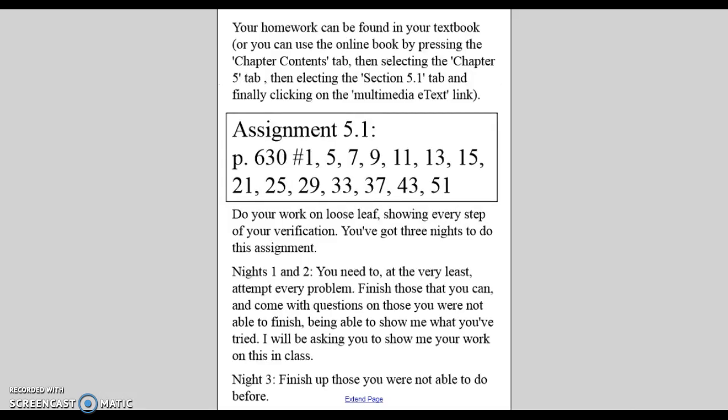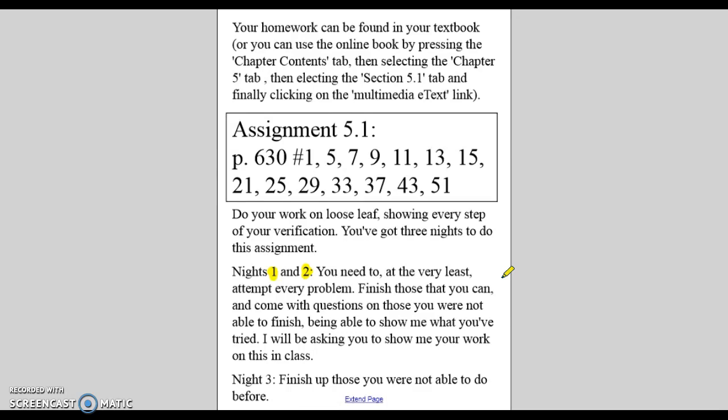The homework assignment for tonight is the same as the homework assignment you got Thursday. On Thursday we said that you were doing night 1 of this assignment. So tonight will be night 2, which means you need to, at the very least, attempt every problem. Finish all those that you can, and then come with questions on those you were not able to finish tomorrow.